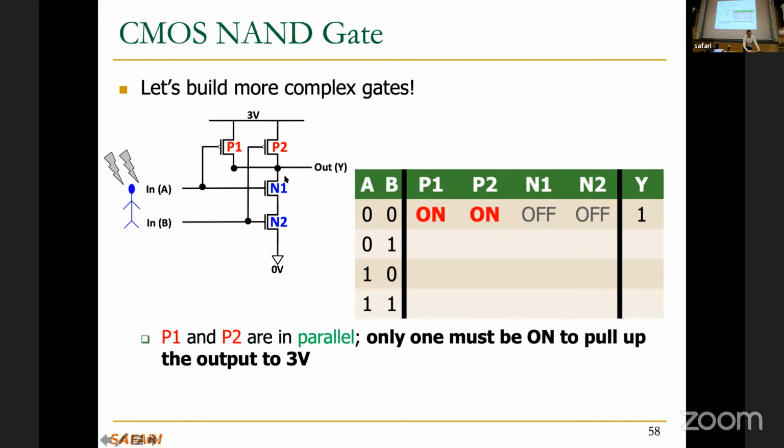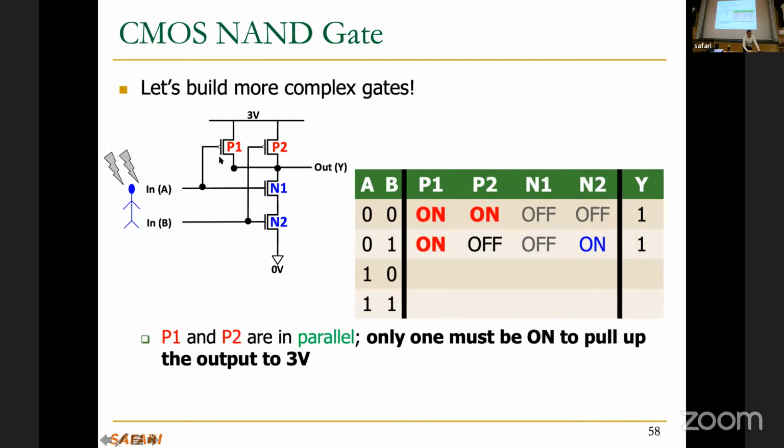And N1 and N2 are off, actually, because of the way we designed the circuit. And the output is equal to 1, because if any of the P transistors are on and any of the N transistors are off, you pull up the circuit to 3 volts. Okay. If you look at the other input combination, A is 0, B is 1.